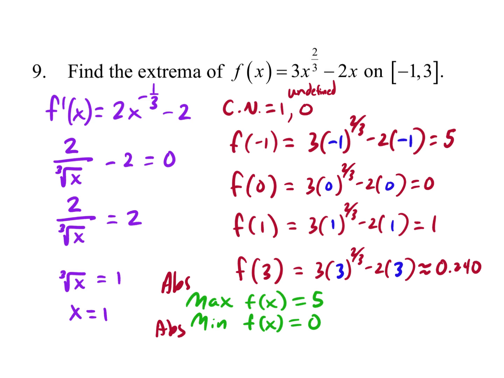Because if I looked at a skinny window here, like right around in the neighborhood of where x equals 3, this could be a minimum or could be a maximum. It depends what the rest of the graph looks like, okay? So when we're doing it without the graph, these are going to be absolutes, okay? If you have the graph, you're looking at that very specific neighborhood around that x value.